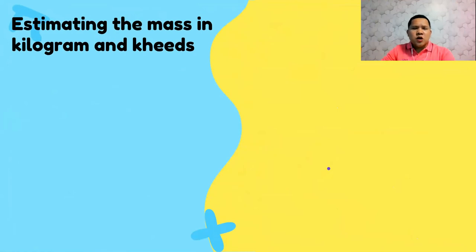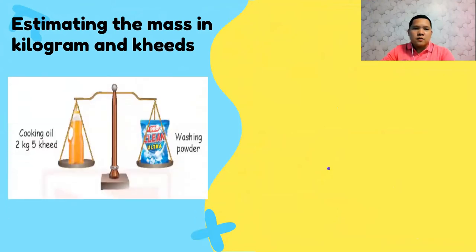Let's go to our next subtopic, estimating the mass in kilograms and kgs. To understand, I have here two pictures: a picture of cooking oil, which has a weight of 2 kilograms and 5 kgs, while what is the weight or mass of the washing powder?